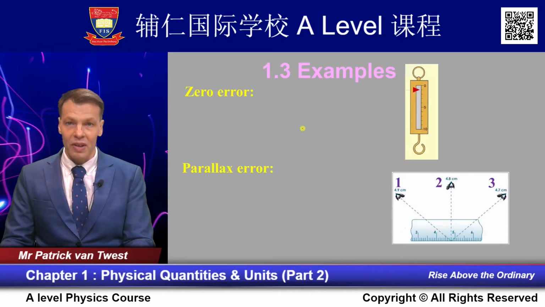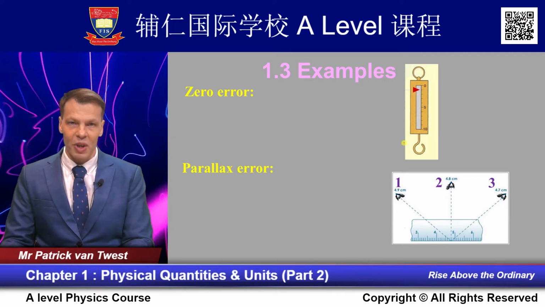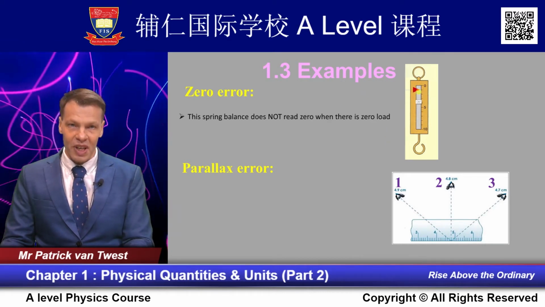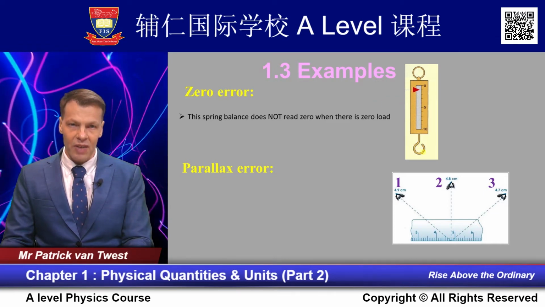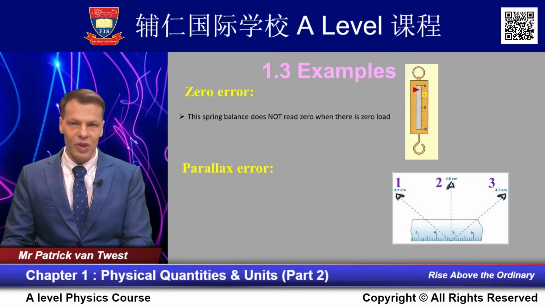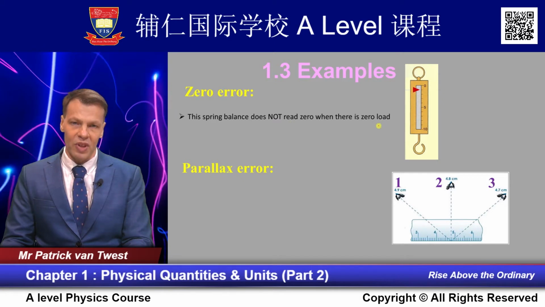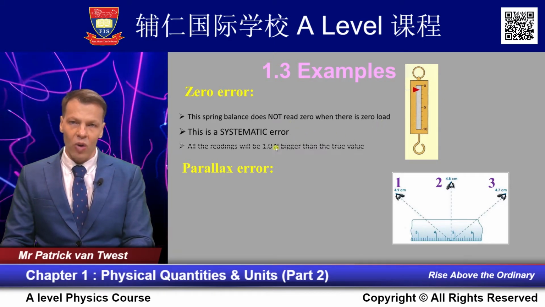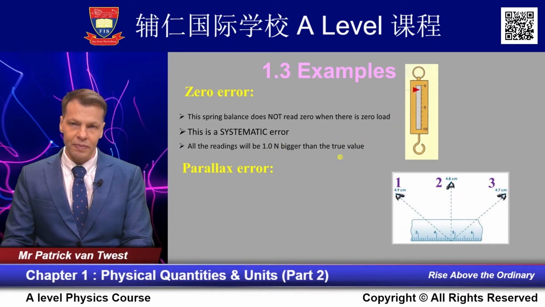Right, here's some particular examples. So you might be familiar with this device. It's a spring balance to measure. What does it measure? Yes, it measures force. So this particular spring balance you can see has what we call a zero error. What that means is even though there's no load or there's zero force, it's still reading 1 Newton. If you can see that, it's reading 1 Newton. So the spring balance does not read 0 even when there's zero load. So we call this a systematic error. All the readings are going to read 1 Newton bigger than the true value.